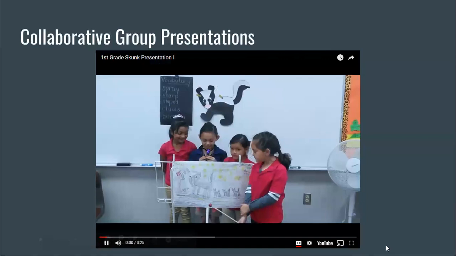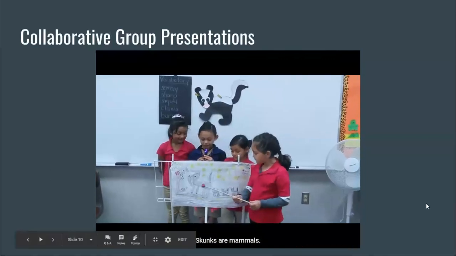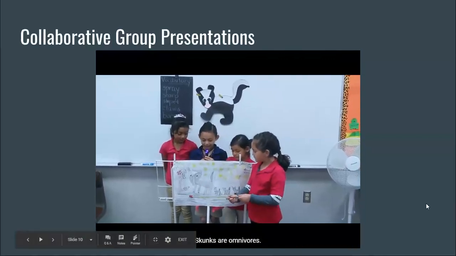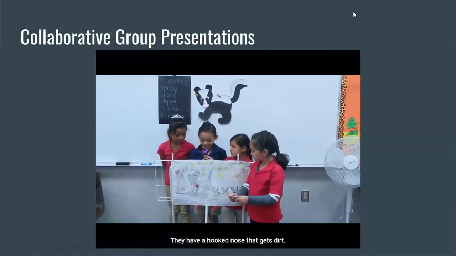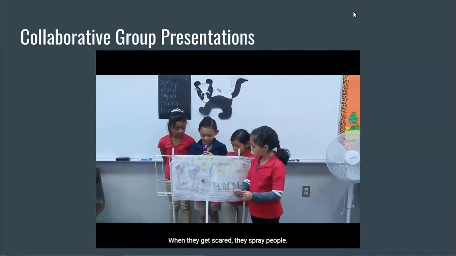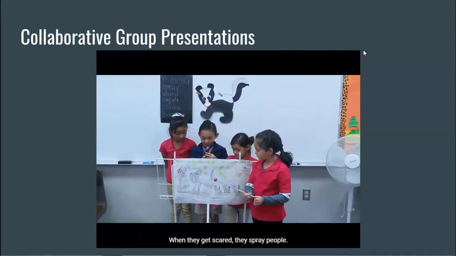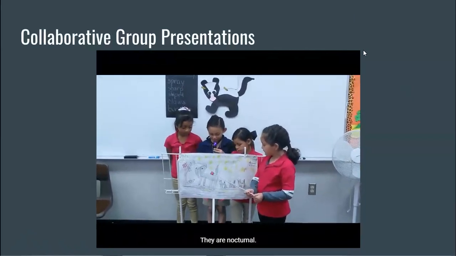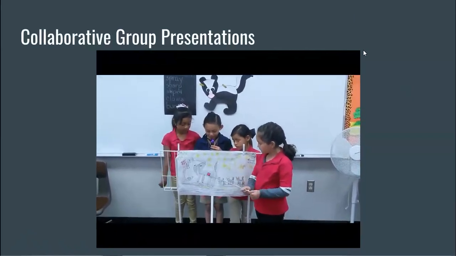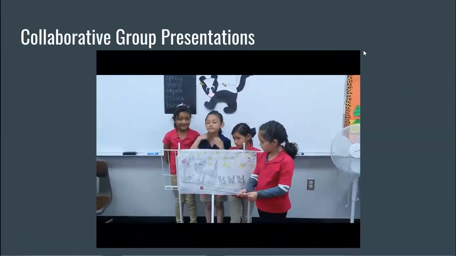Skunks are mountains. Skunks are omnivores. They have glands. They have kids. They have a hooked nose and get scared. When they get scared, they spray people. They come out at night. They are nocturnal. They are black and white. They have claws.